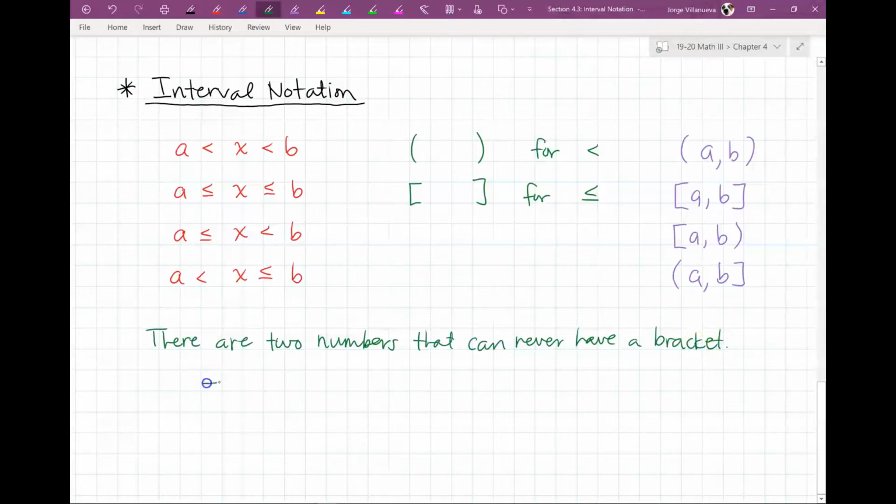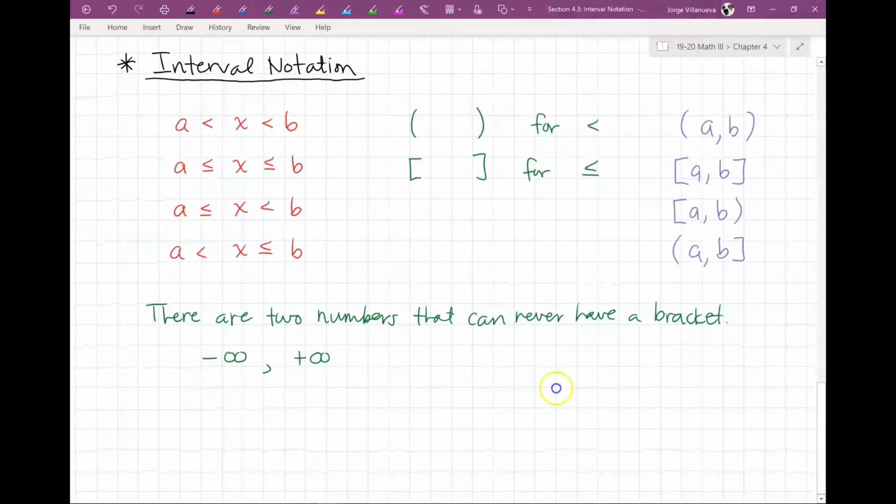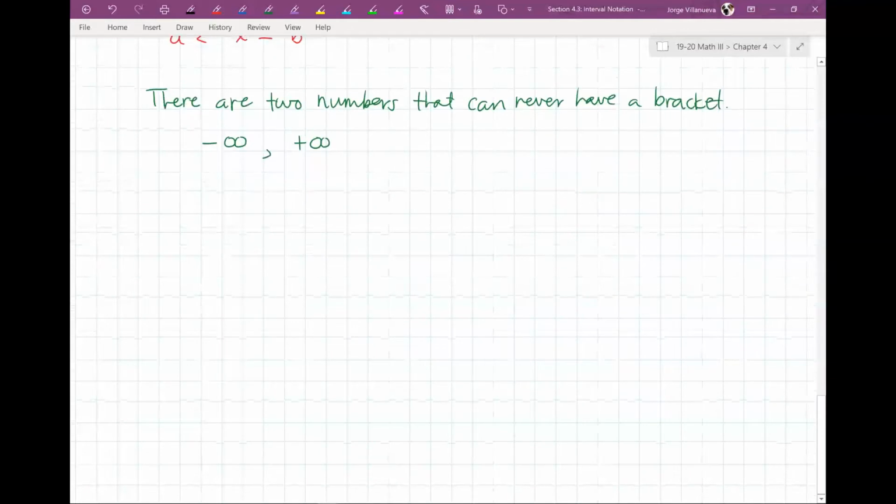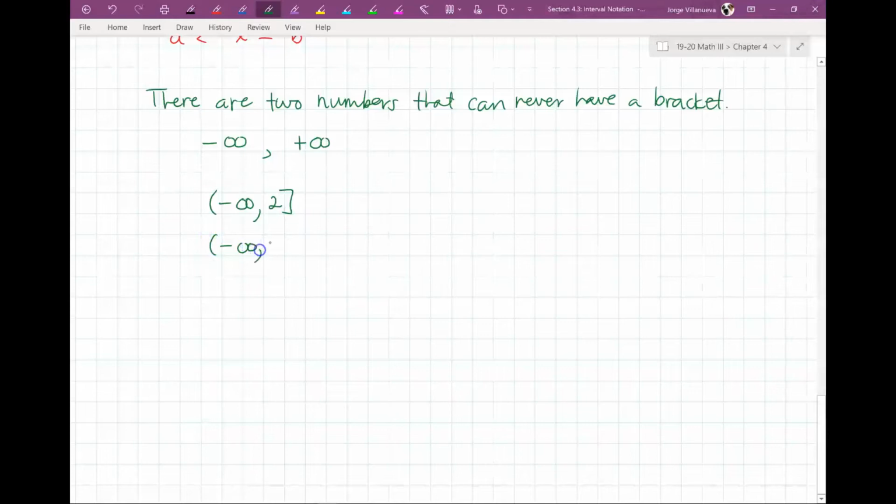Okay, so that's going to be negative infinity and positive infinity. Anytime you mention those two numbers, you must always keep it in a parenthesis. So maybe it's going to look like this, like negative infinity to 2, or maybe negative infinity to 4. Or you could have like 6 to positive infinity.